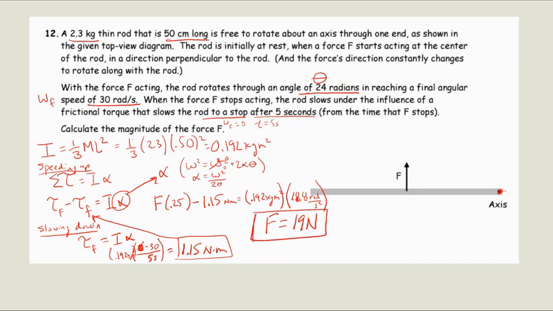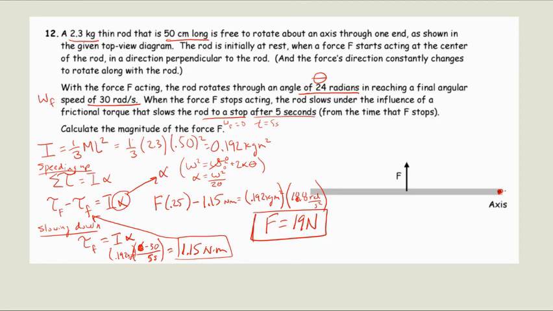Okay, this is definitely a problem that you might need to go back over because it's a very detailed, long problem. So let me go through it real quick. You have this rod and you're applying a force. That force causes that rod to accelerate. It accelerates at a rate of 18.8 radians per second squared. And I get that by figuring out how many radians it goes through, and I have my final velocity and my initial velocity.